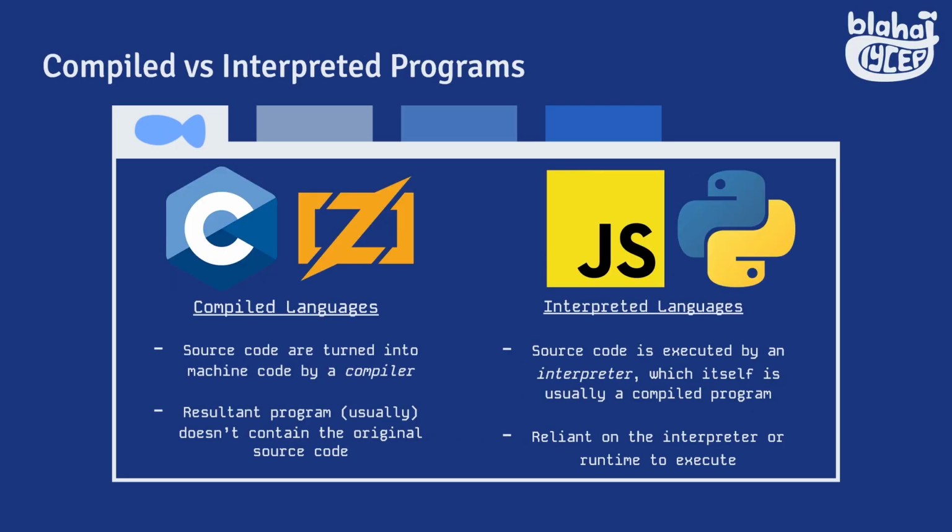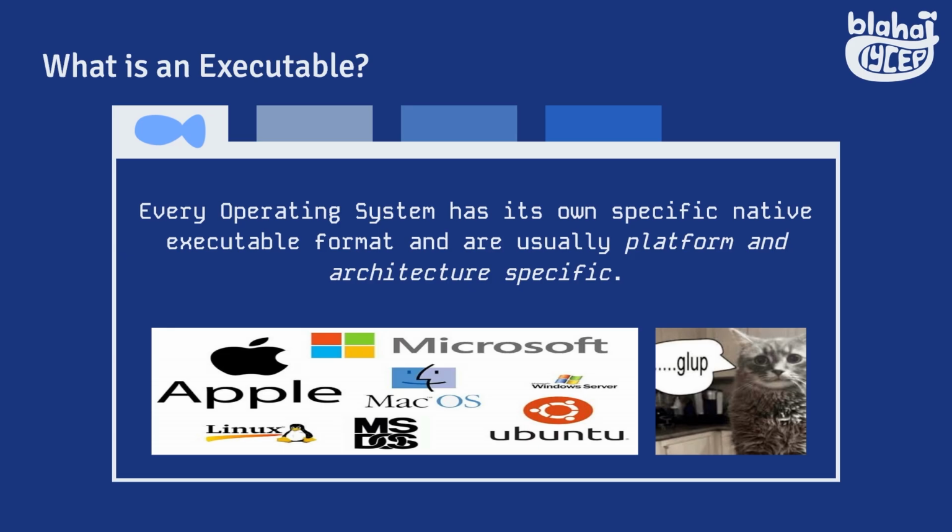We touched on this earlier as well: compiled and interpreted languages. Interpreted languages in general are more cross-platform because as long as you have the interpreter on the target operating system, you can run the same script. But compiled languages are when you take source code and turn it into machine code. Machine code is the ones and zeros, the bytes that the CPU on your computer actually understands. So it usually doesn't contain the original source code. As stated, every native executable format is usually platform and architecture specific.